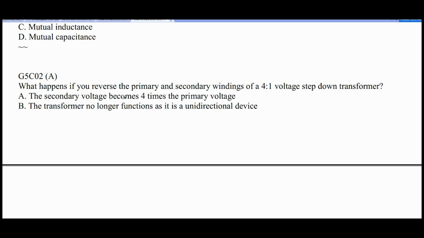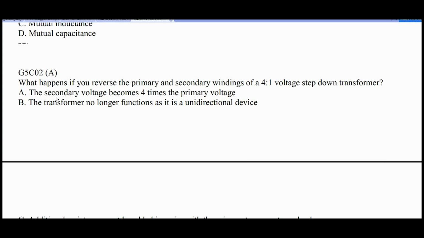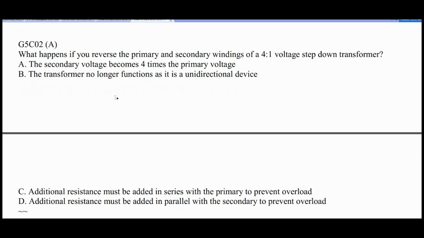G5C02, what happens if you reverse the primary and secondary voltages of a 4-to-1 voltage step down? Well, it would step up. So secondary voltage becomes 4 times the primary. You could read this a couple times and really not understand what they're saying here, but the secondary voltage becomes 4 times. This is a step down, this is a step up.